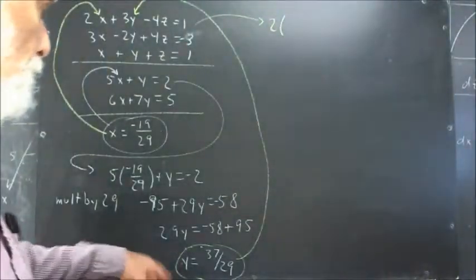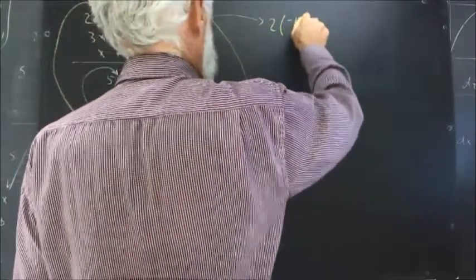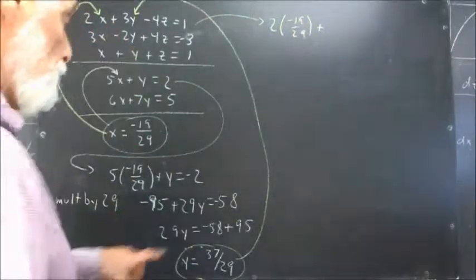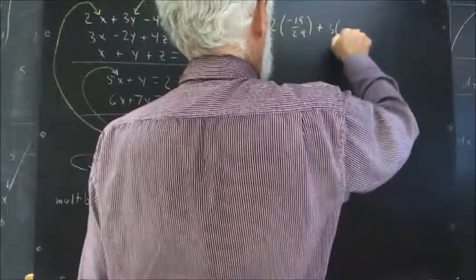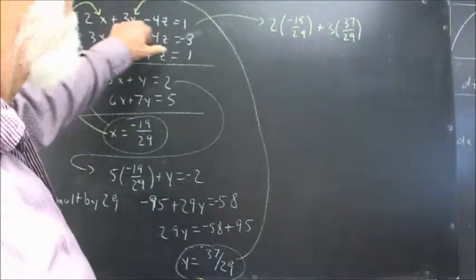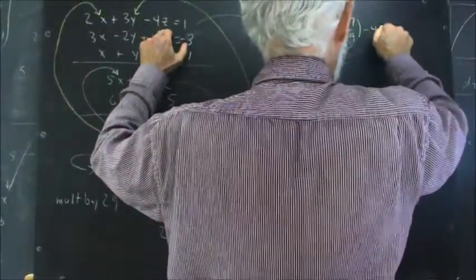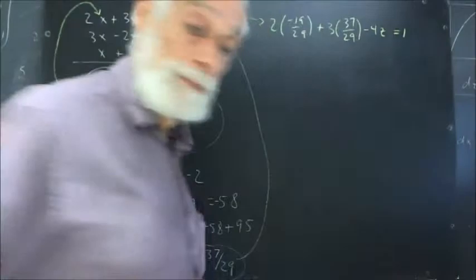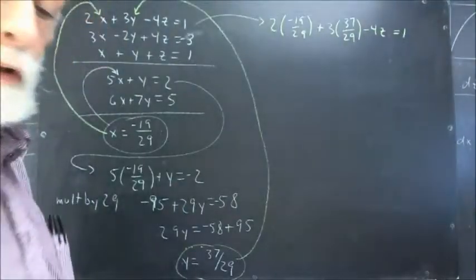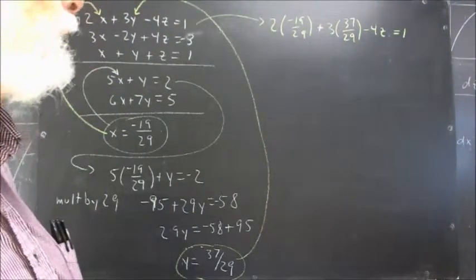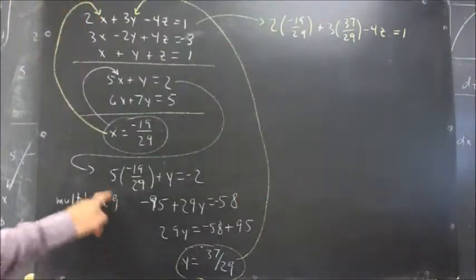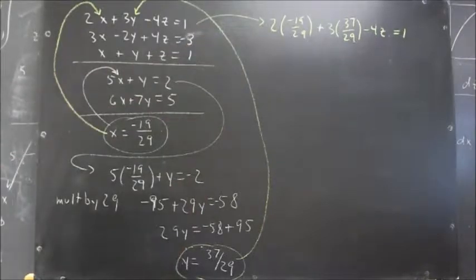2 times x, which is negative 19 over 29, plus 3y, that's going to be 3 times 37 over 29. And then it's going to be minus 4z. We don't know z. Minus 4z equals 1. So now what do we have? We have an equation we can easily solve for z. And you ought to pause and do that. I'm going to write out the solution off camera. You ought to study what I did here and apply similar ideas here.